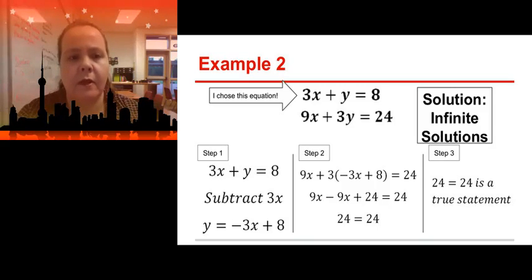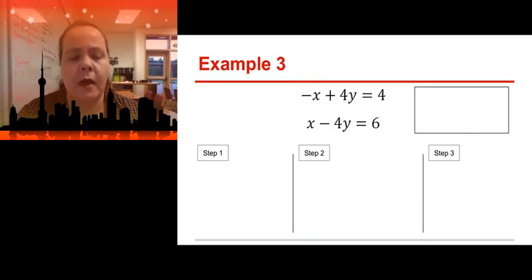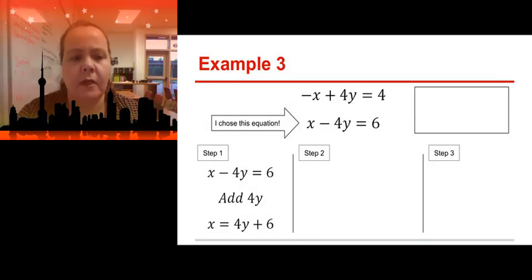Okay, let's look at a third example. I have negative x plus 4y equals 4 and x minus 4y equals 6. I'm going to choose an equation to rearrange. I'm going to choose the bottom equation. So I have x minus 4y equals 6. I'm going to add 4y to both sides. That gives me x equals 4y plus 6.